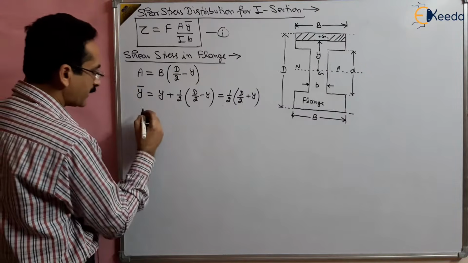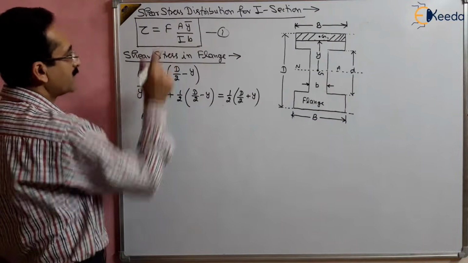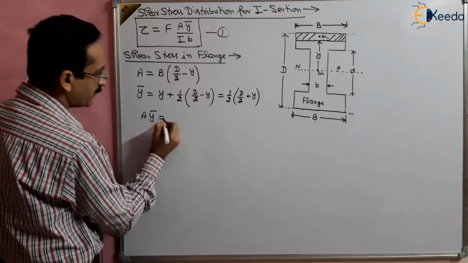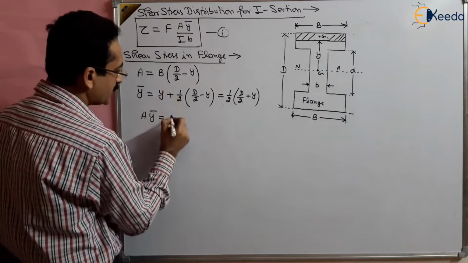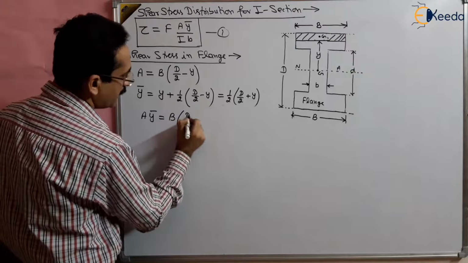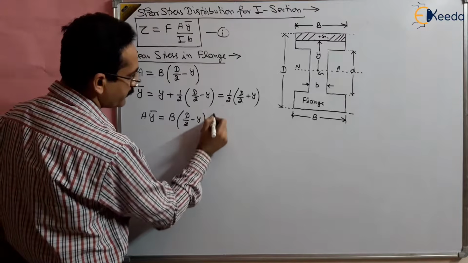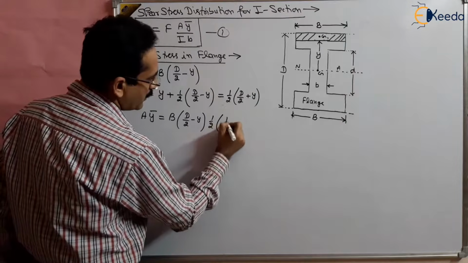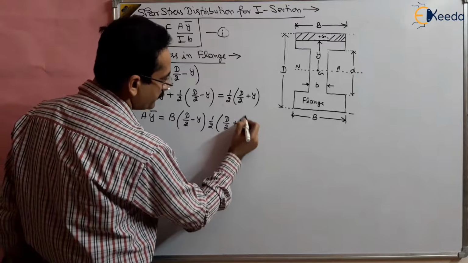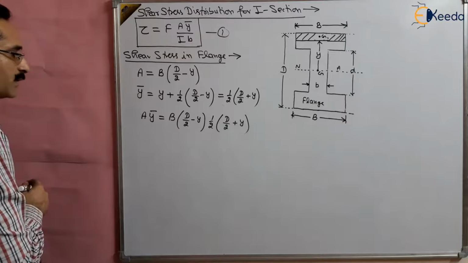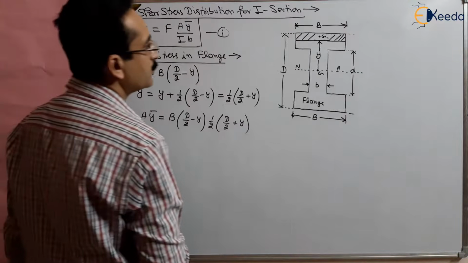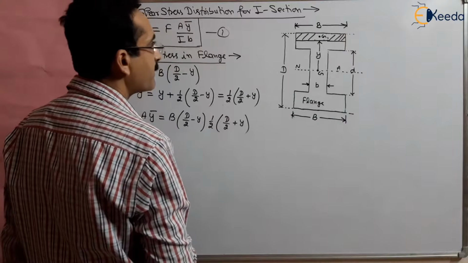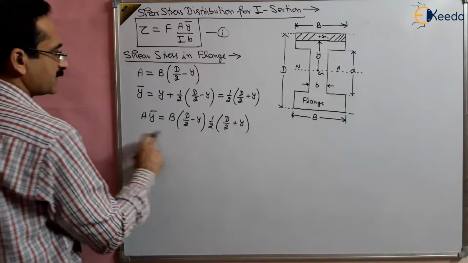Then what is A y bar, which is to be used here? A y bar will be equal to B times (d by 2 minus y) times half of (d by 2 plus y), right? So this is A y bar.